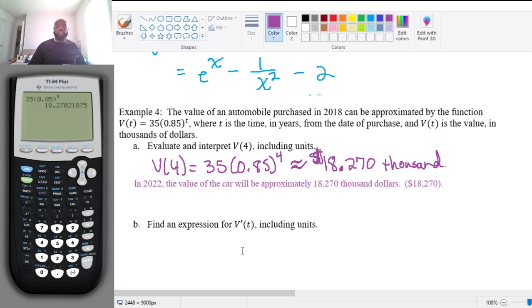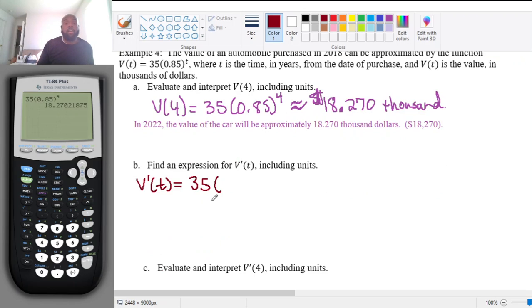It says find an expression for v prime of t, including the units, right? So v prime of t is the derivative of your value function. So v prime of t would equal, well, this is a constant multiplied by an exponential function. That's 35, and that's a constant multiplied by, so that 35 is going to be in there. And then the derivative of my exponential function is your exponential function. So 0.85 to the t times the natural log of 0.85. All right, I'm going to leave that there. I'm not going to multiply the natural log of 0.85 by the 35 because it's going to give me a decimal and it's going to be a rounding.